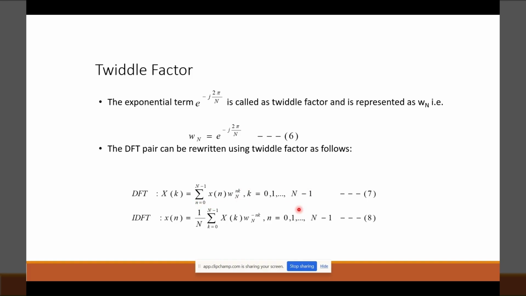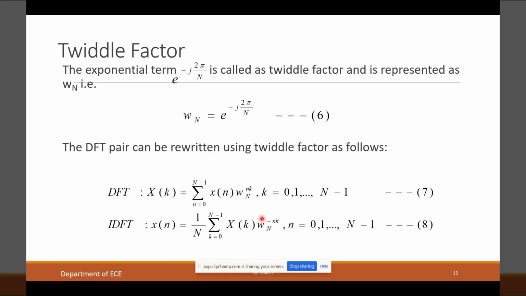Everything else remains the same. The same twiddle factor can also be used while finding the inverse discrete Fourier transform, as W power minus nk. Got it? So this is the purpose of the twiddle factor.